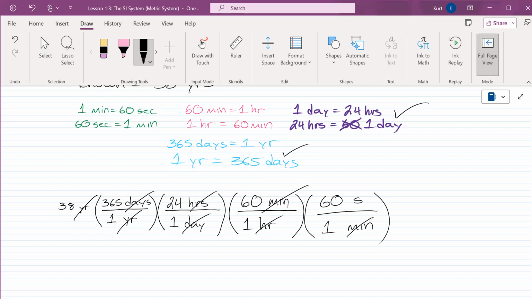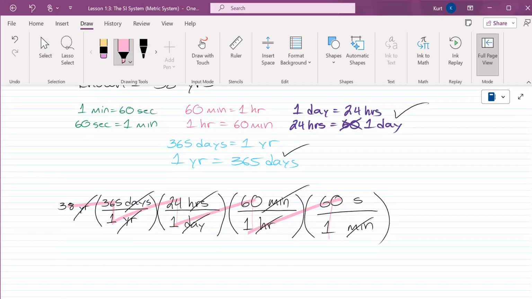38 times 365 divided by 1 times 24 divided by 1 times 60 divided by 1 times 60 divided by 1. Here's the path that you go. Multiply, divide. Multiply, divide. Multiply, divide. Multiply, divide. But because all the bottom numbers are 1, do you really need to bother with division? Not on a problem like this. So this is straight up multiplication.